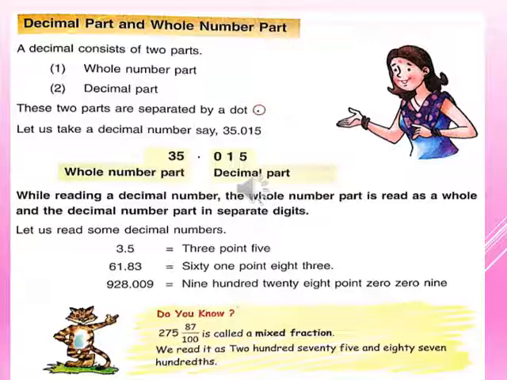Now here is one example. When you get this type of number, these are called mixed fractions, and we will read it as 275 and 87 hundredth. We will not read it as 0.87. We will read it as 87 hundredth. These numbers are called mixed fractions.